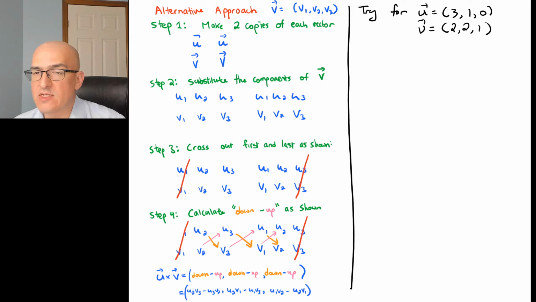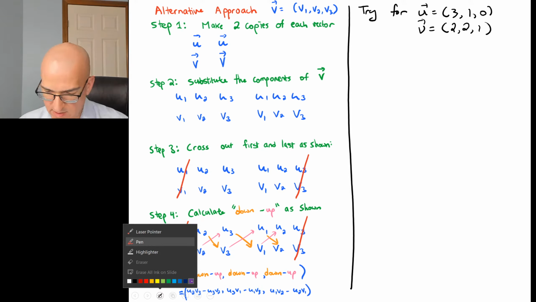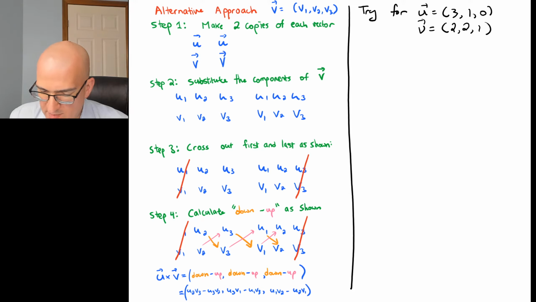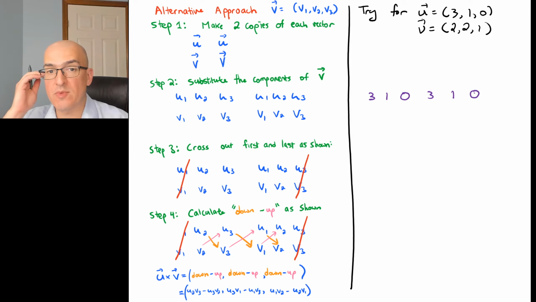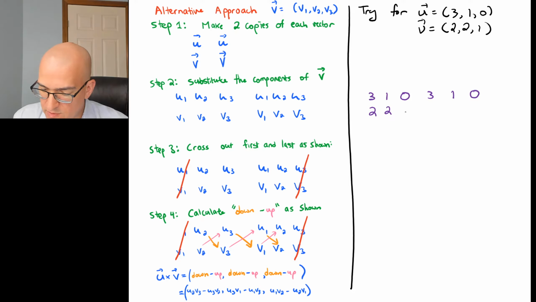What I'm going to do first is make 2 copies of each vector. I'm going to make a copy of the vector u side by side. So I'll try to match up what's here. I'll put a different color, 3, 1, 0, and I put a copy of the same vector beside it. I have to leave space between the numbers so you don't think the 3, 1 is a 31 or the 1, 0 is a 10. It's enough space that you can distinguish a 2-digit number from a 1-digit number. Underneath, I'm going to put 2 copies of the vector v. So 2, 2, 1, 2, 2, 1.